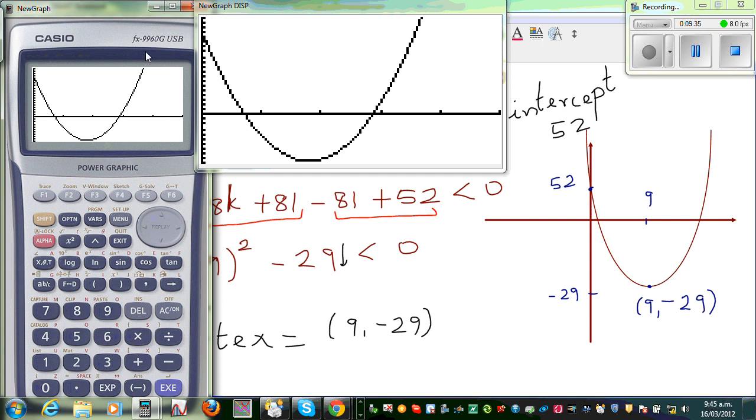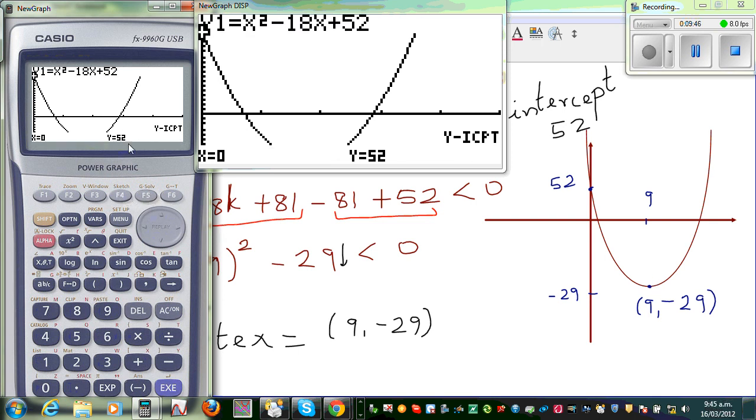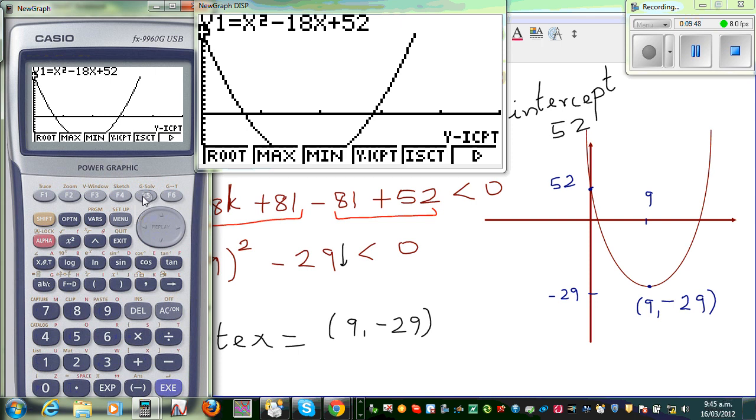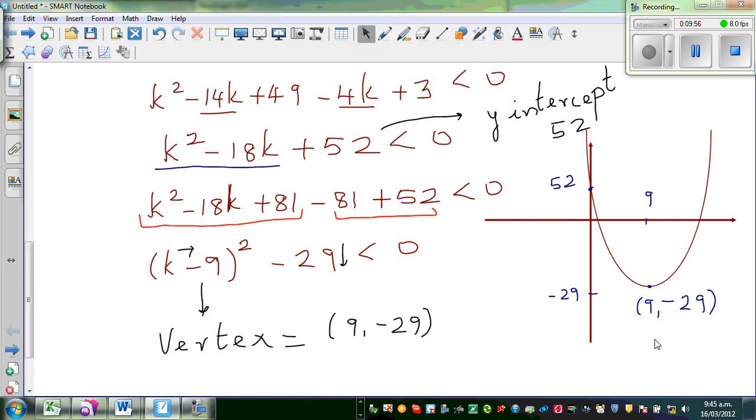So here's the graph. Can you see this is a parabola? I want to confirm the y-intercept. So you go G-Solve and y-intercept. The y-intercept is 52, and this is called the minimum. So the minimum is 9 comma minus 29, just like that. Now I'm interested basically in these 2 points.